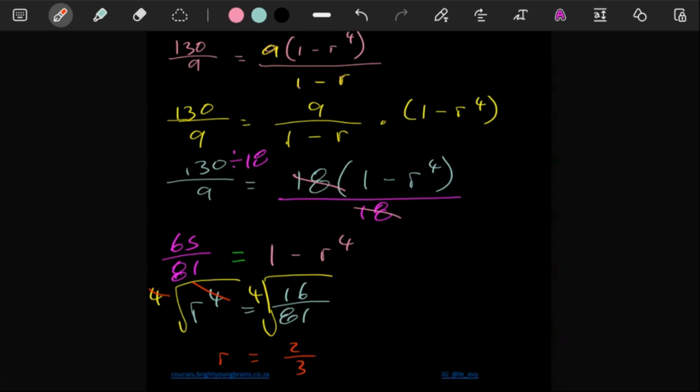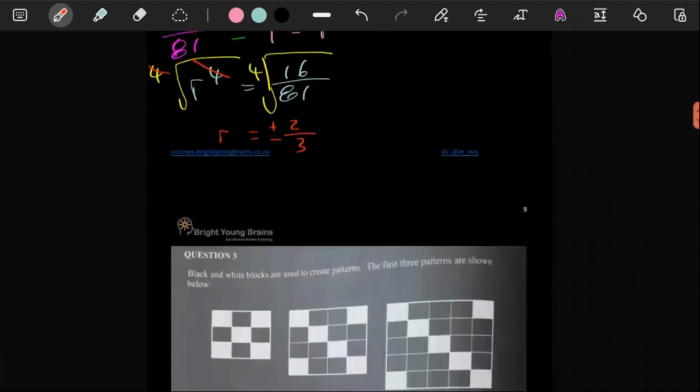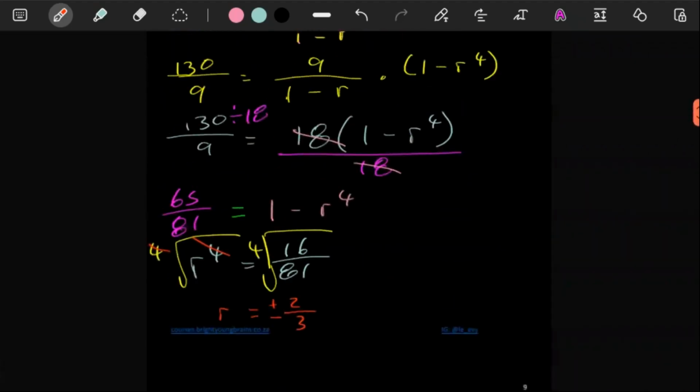For this question, because this is an even power, you have to put a plus and a minus here, just like when you work with the square root. When you do the square root of something, you have to put a plus or minus. So as long as what you're dealing with is an even power, you have to put a plus or minus for your answer also. So that's that for that question.